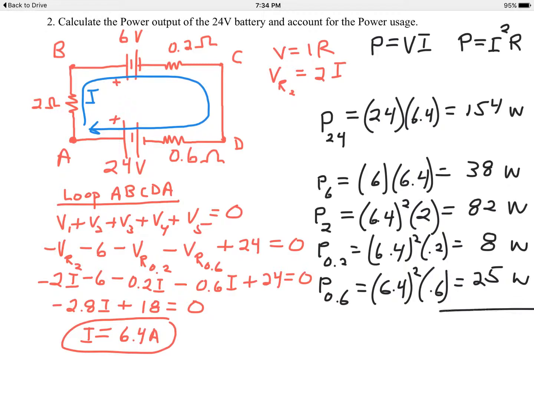These 4 numbers, the power supplied to the 6-volt battery to charge it, plus the other 3 numbers here, if you do the math, it comes out to be 153 watts. Now in a perfect world, that would have been 154 watts. The power supplied by the battery is the power used by the devices. The only reason why they're different is because of rounding off. Anyway, there you have it. We have a battery. It's supplying energy at a rate of 154 joules per second, and then the devices absorbing or giving off into other forms of energy 153 joules per second. It checks out.